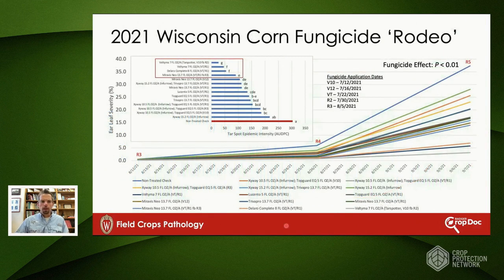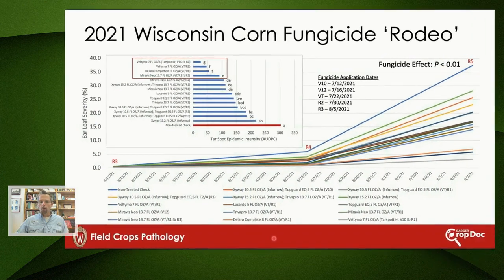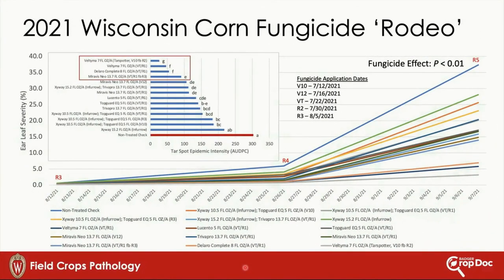Just to show you some data again from the field on how well tools like this could work. We run again a set of fungicide trials similar to what we do with soybeans. This is data from 2021, so the tar spot epidemic that was pretty significant here in Wisconsin, at least in 2021. And we did use Tar Spotter along with our Veltima 7 fluid ounce rate Veltima fungicide treatment here. So Tar Spotter actually told us to apply a 2-pass program.